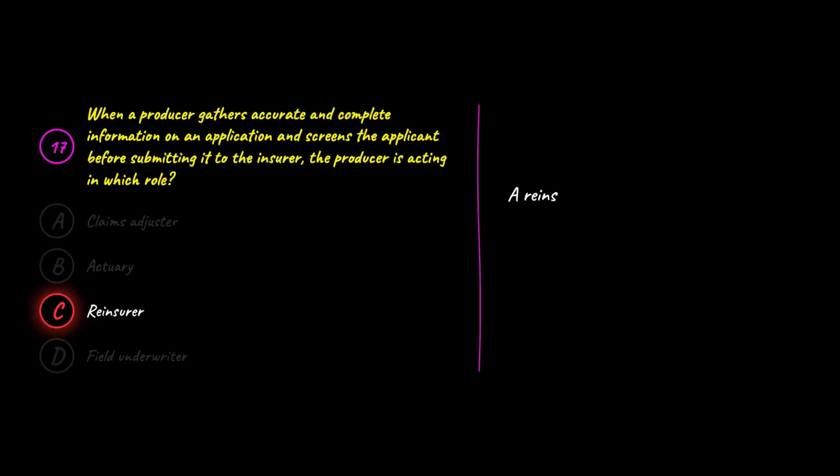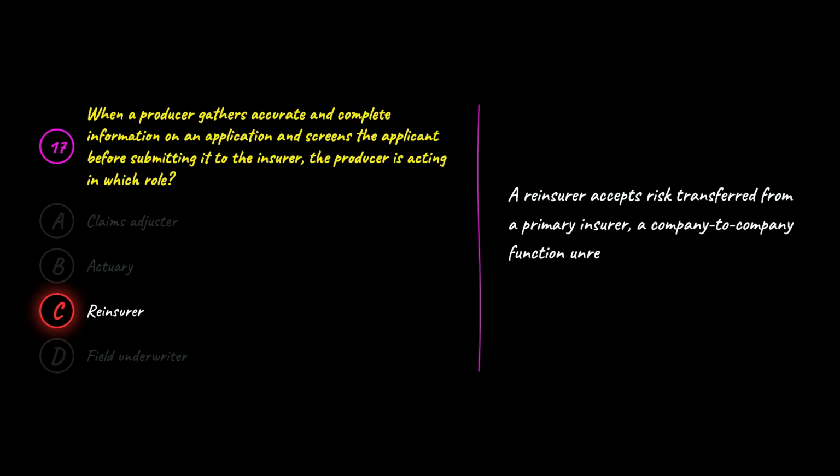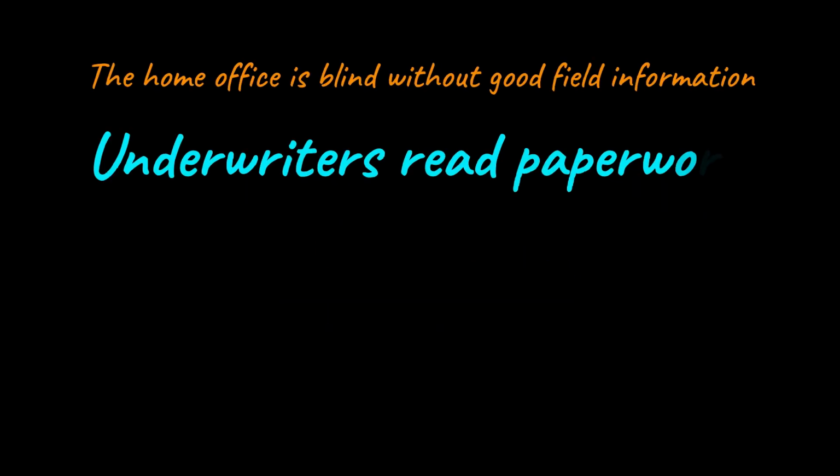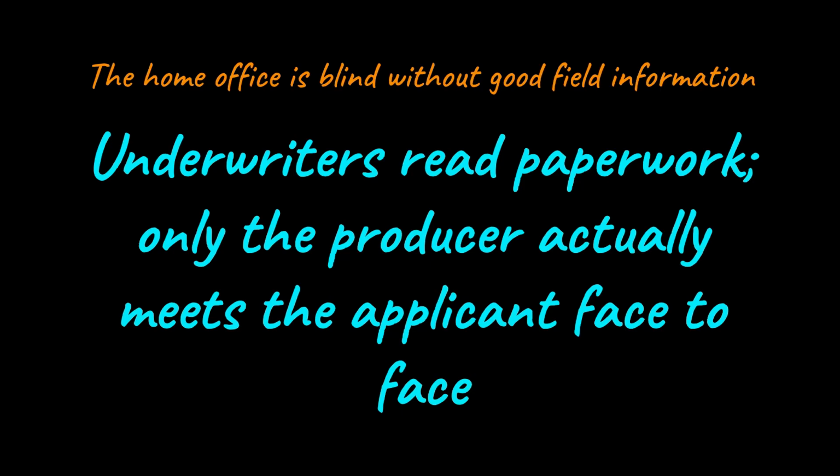C is wrong because a reinsurer accepts risk transferred from a primary insurer, a company-to-company function unrelated to taking an applicant's information. Long before an underwriter at the home office ever opens a file, the producer sitting across the kitchen table has already sized up the applicant. That producer is acting as a field underwriter, the insurer's very first line of risk evaluation. Company underwriters only ever work from documents. They never meet the applicant in person.